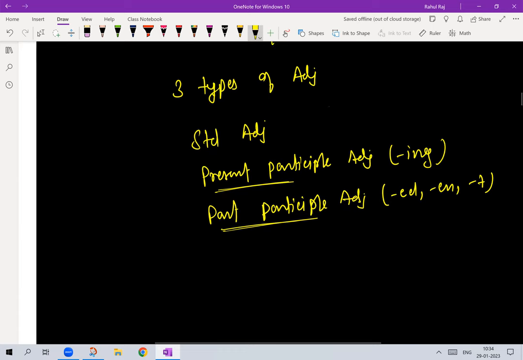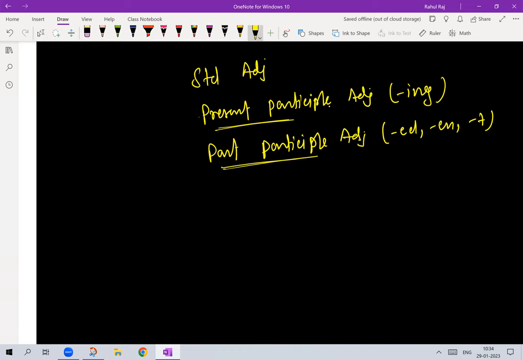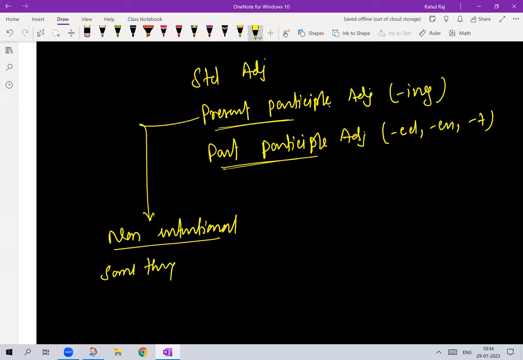What we need to understand here is the application of this. Present participle adjectives are non-intentional. It means something that's not under your control. It happens by itself. And past participle adjectives are intentional, something that's under your control.